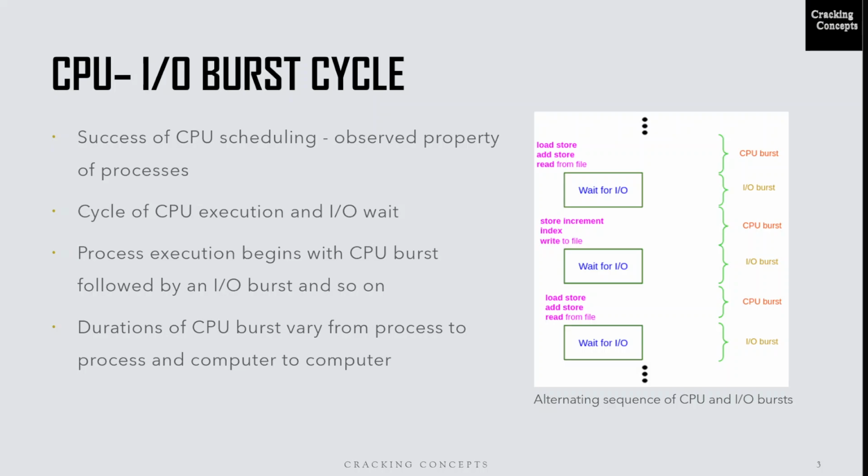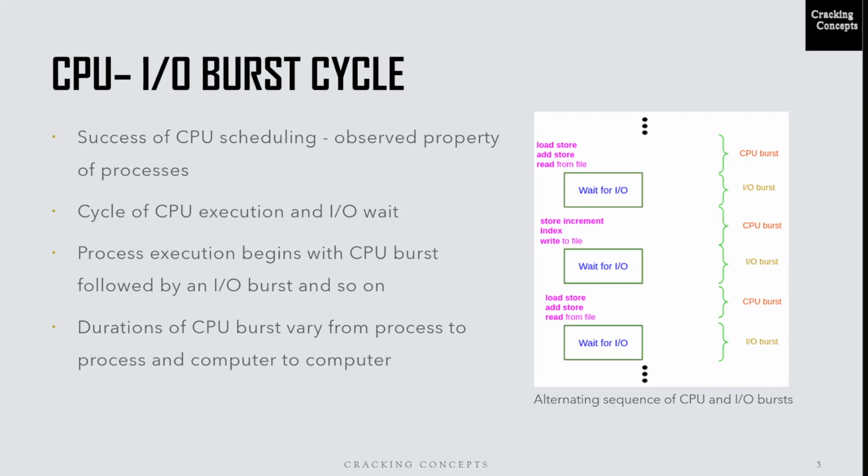Now let us see what a CPU I/O burst cycle is. The success of CPU scheduling depends on an observed property of processes. The process execution consists of a cycle of CPU execution and I/O wait. Processes alternate between these two states. The process execution begins with a CPU burst that is followed by an I/O burst, which is followed by another CPU burst, then another I/O burst, and so on. Eventually, the final CPU burst ends with a system request to terminate execution.